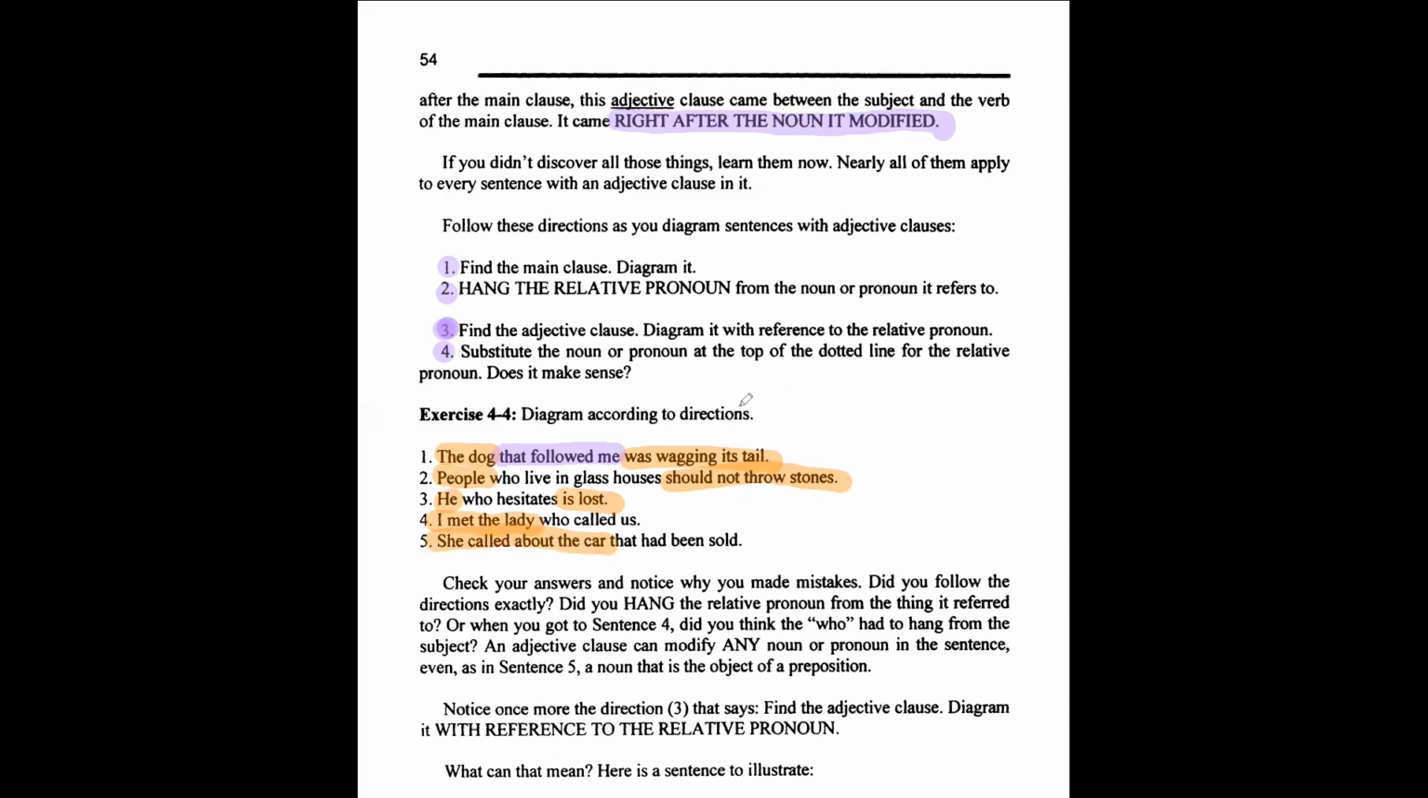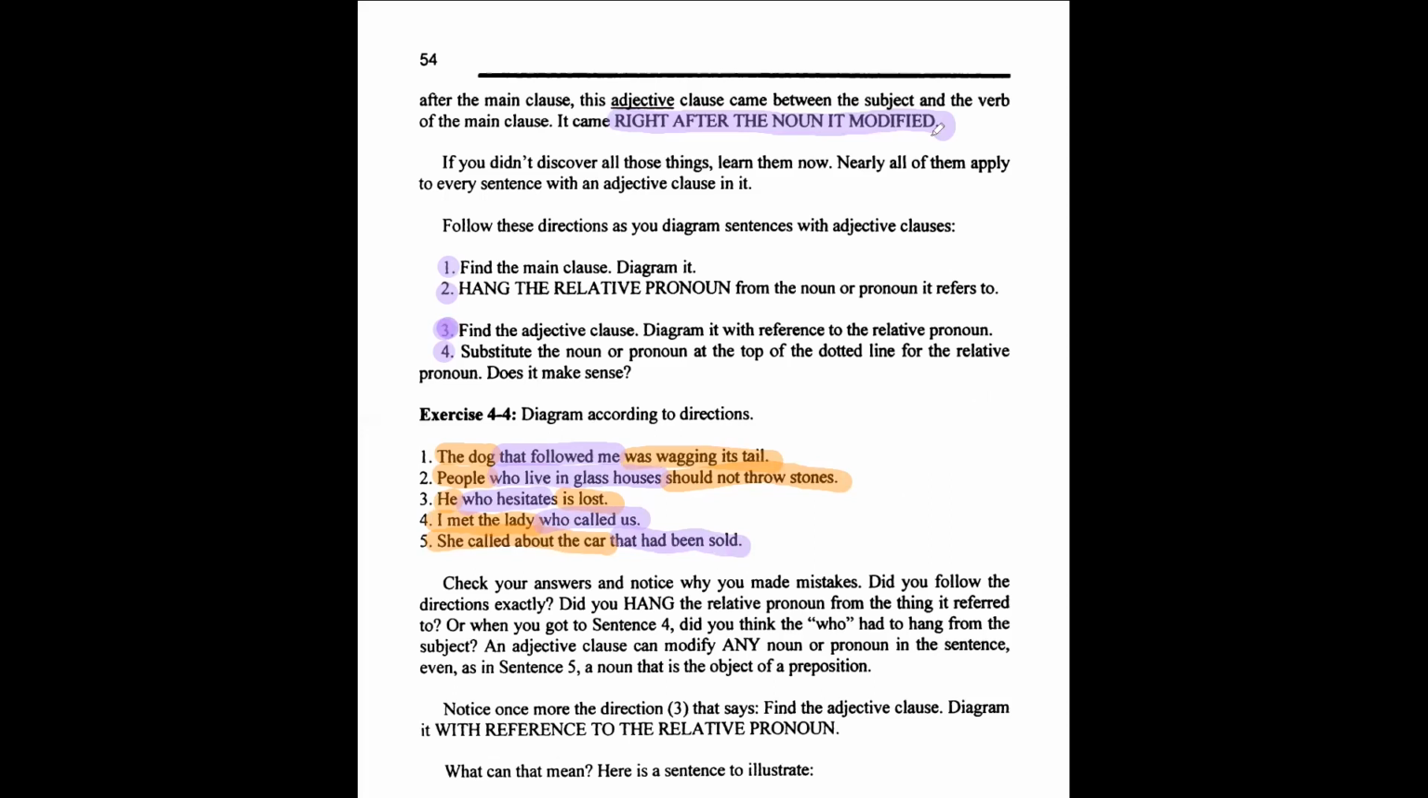So those are all the main clauses in orange, and then we have all the adjective clauses: who live in glass houses, that followed me, who hesitates, who called us, that had been sold. All of these are in purple. So that's one way to do it. But always make sure when you diagram that you diagram the main clause first. Okay, that's the way that she advises.